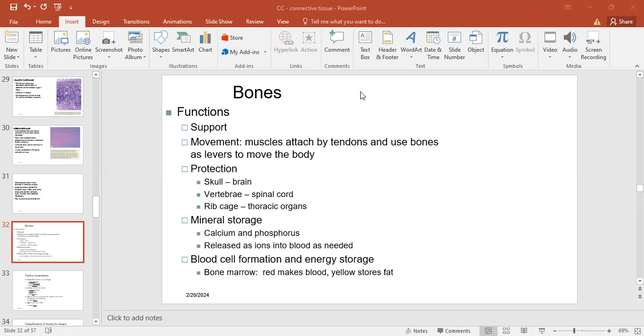If there are any questions from the last session, you can go ahead and ask right now before we start looking at bones.